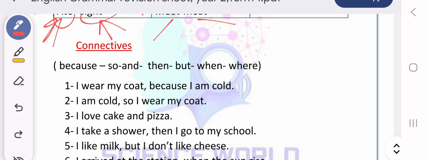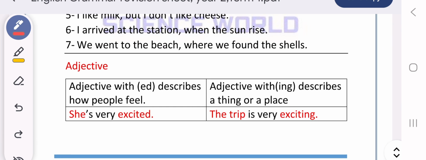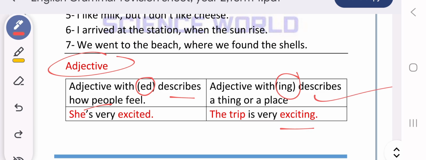Connectives. If we have two sentences, we can connect them with many connectives: because, so, and, then, but, when, where. It's according to the meaning of the sentence. And the last one, the adjectives with ed describe how people feel, like she is very excited. But if we have adjectives with ing, they describe a thing or place. The trip is very exciting. So ing for places, ed for people.